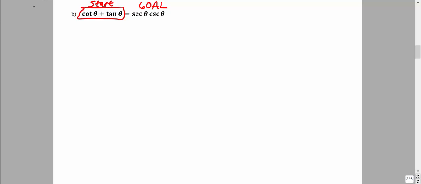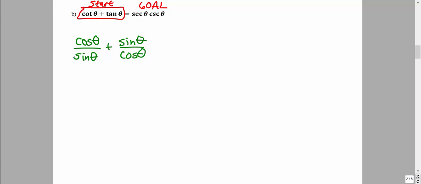And in order to start out, I'm going to use our strategy of changing these in terms of sine and cosine. So I'm going to take cotangent theta and write it as cosine theta divided by sine theta, and tangent theta would be sine theta over cosine theta. So there's one of our strategies.